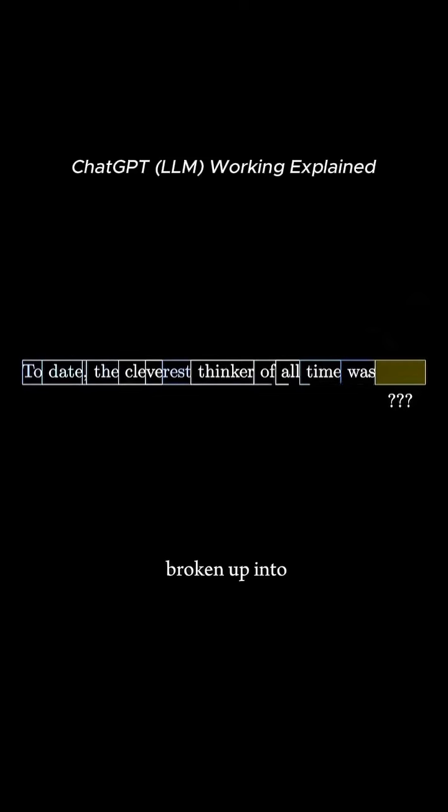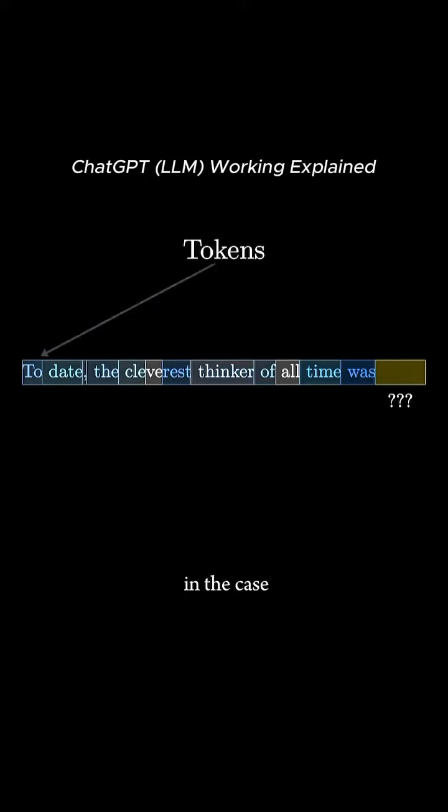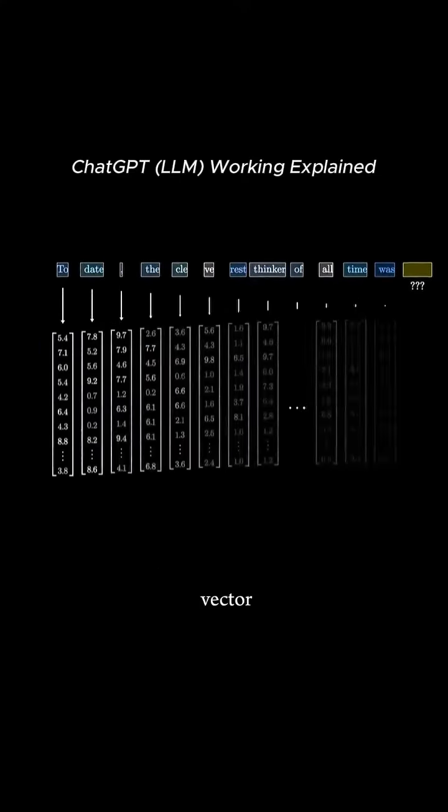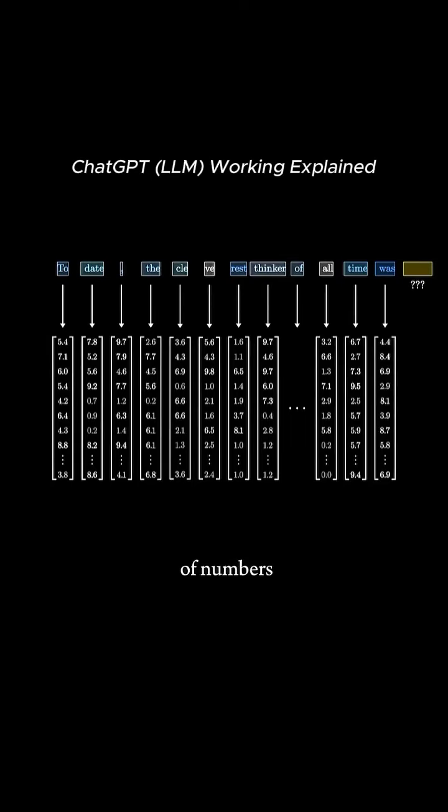First, the input is broken up into a bunch of little pieces. These pieces are called tokens, and in the case of text, these tend to be words or little pieces of words or other common character combinations. Each one of these tokens is then associated with a vector, meaning some list of numbers, which is meant to somehow encode the meaning of that piece.